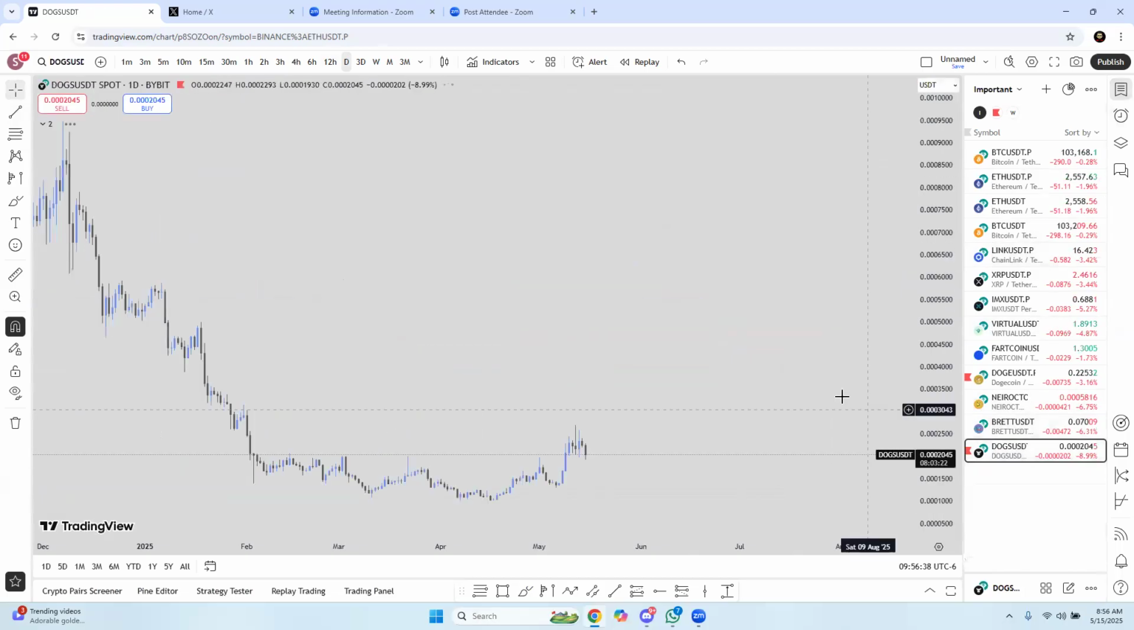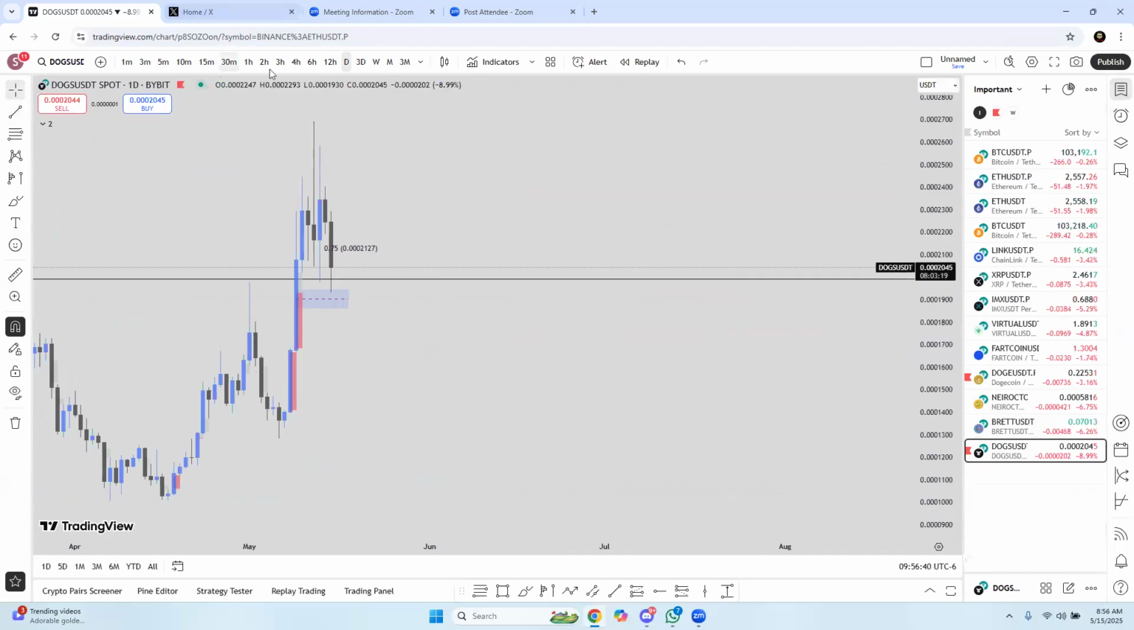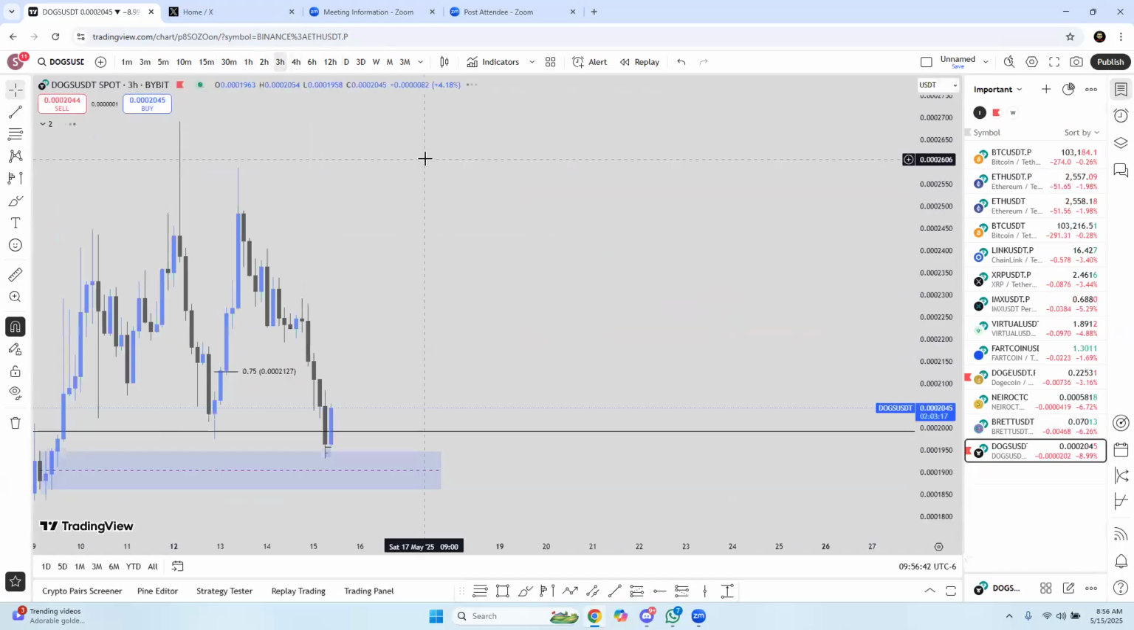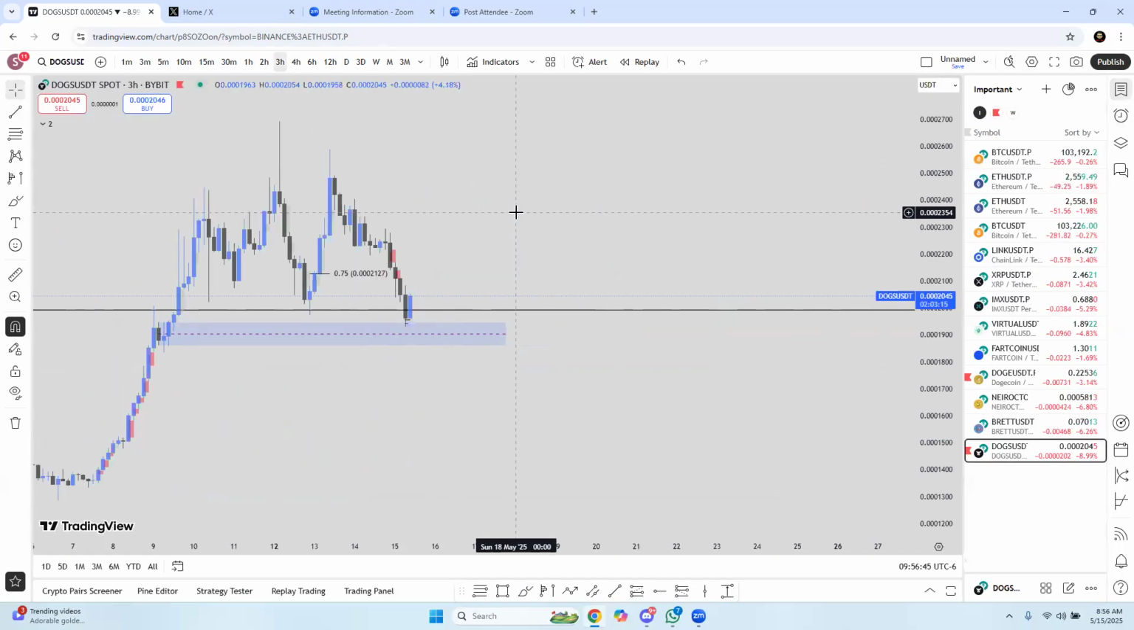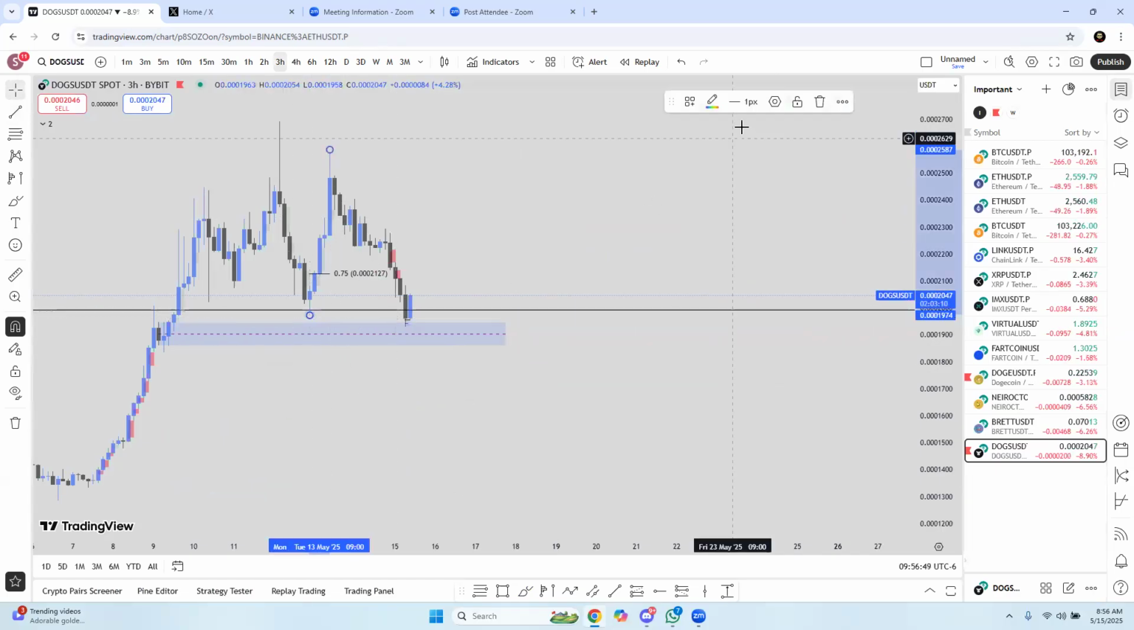Other than that, today I had a long on DOG. It got stopped out, and it only came down to hunt my stop. My stop was below this low.